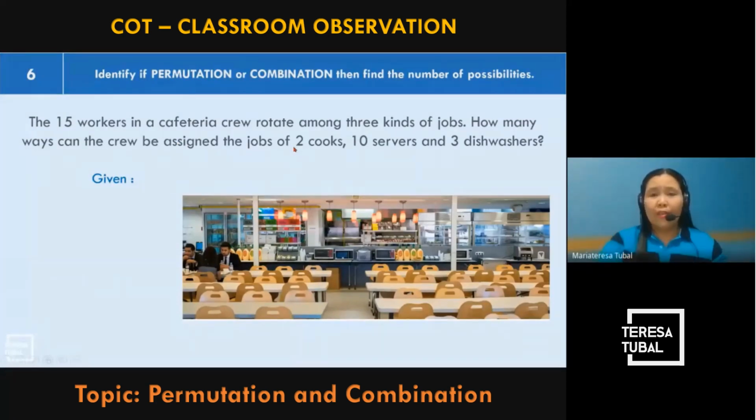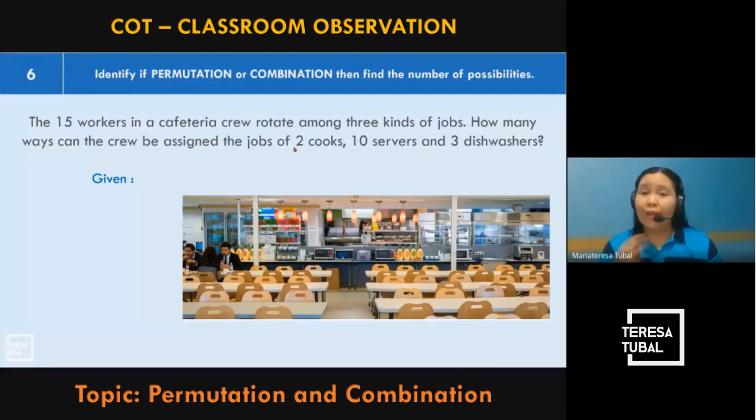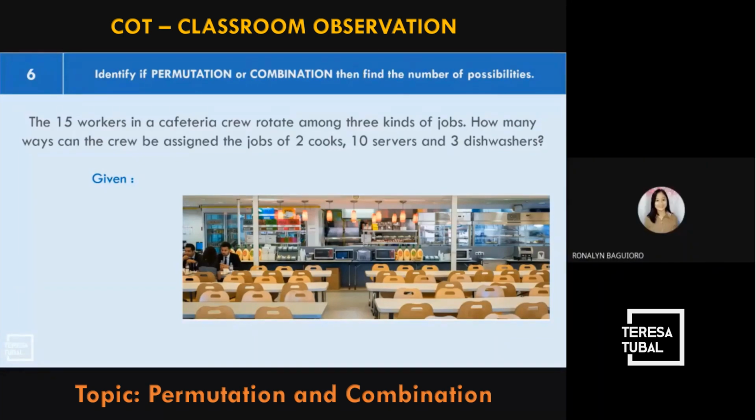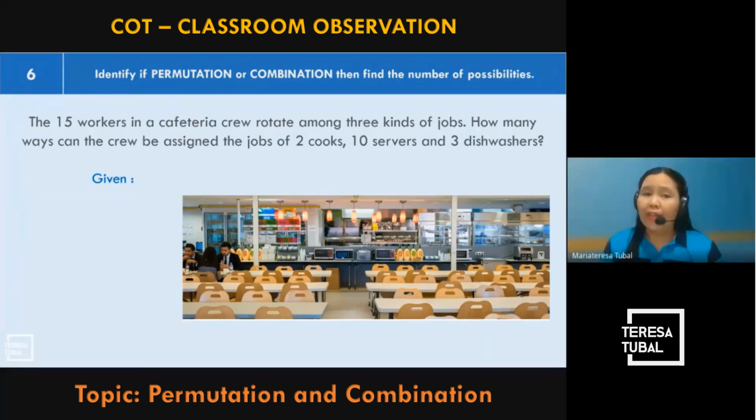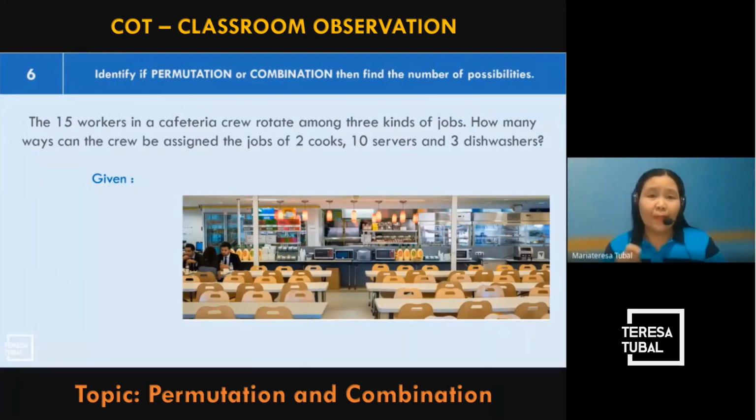Do you think permutations of n objects taken r at a time pa rin ba to? Yes, Bagyoro? Magiging na po siya, ma'am, yung n sub 1, tas yung n sub 2, tsaka n sub k po. Correct. What kind of permutation is that, Bagyoro? That is correct. What kind of permutation? Distinguishable po. Very good. That is distinguishable permutation.